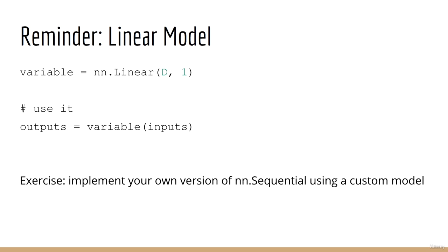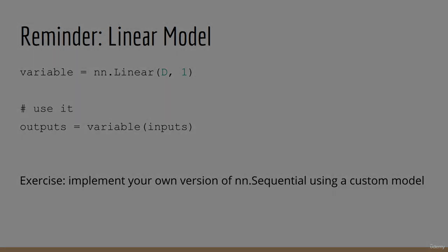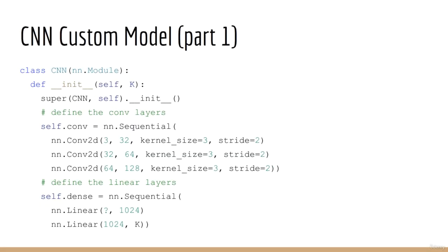As an exercise, I would recommend trying to implement your own version of the sequential object using what you just learned. This would be a great exercise to test your understanding of module inheritance and building custom models, so please give it a try. So at this point, I hope it's easy to see the correspondence between a sequential model and a custom model that inherits from the module class.